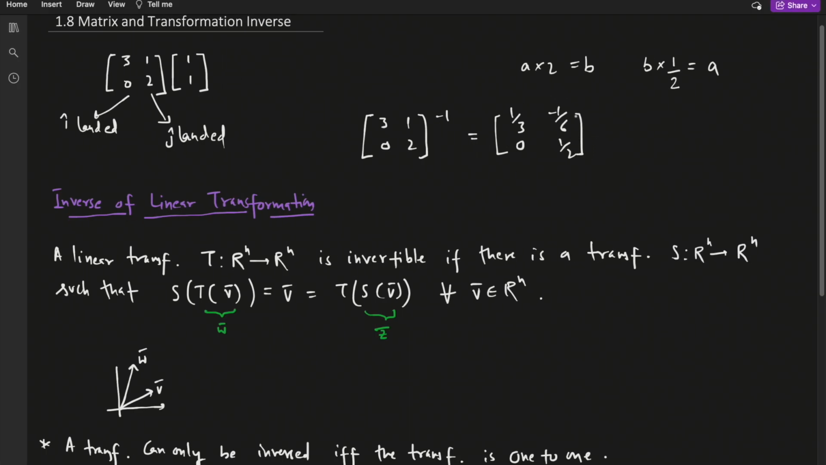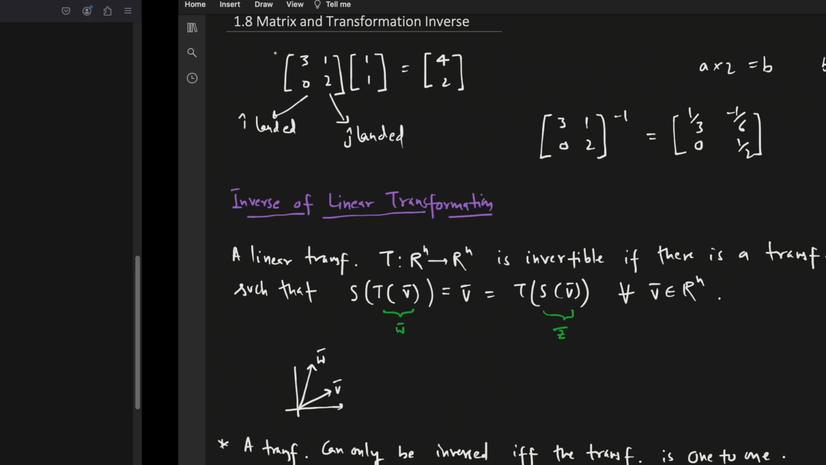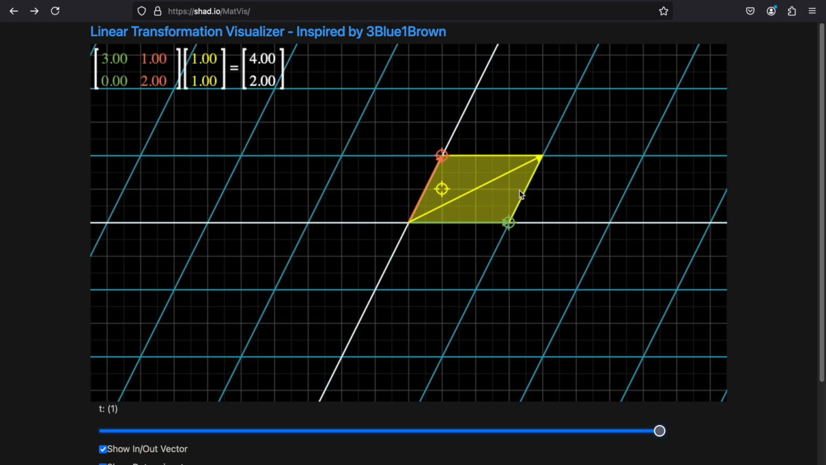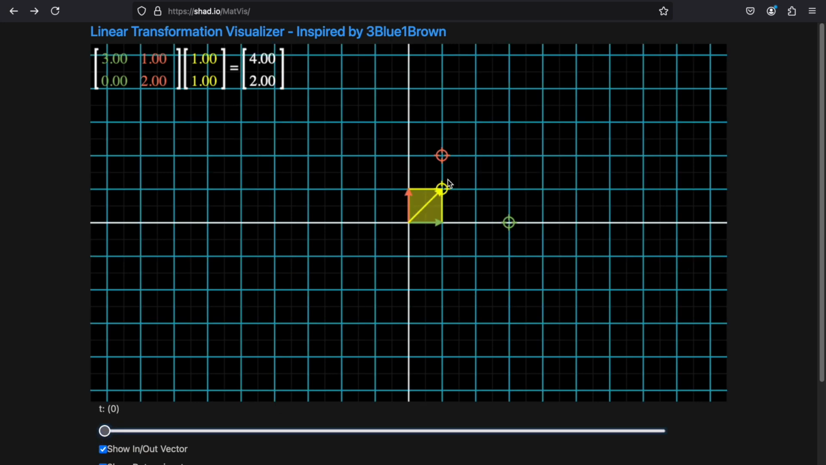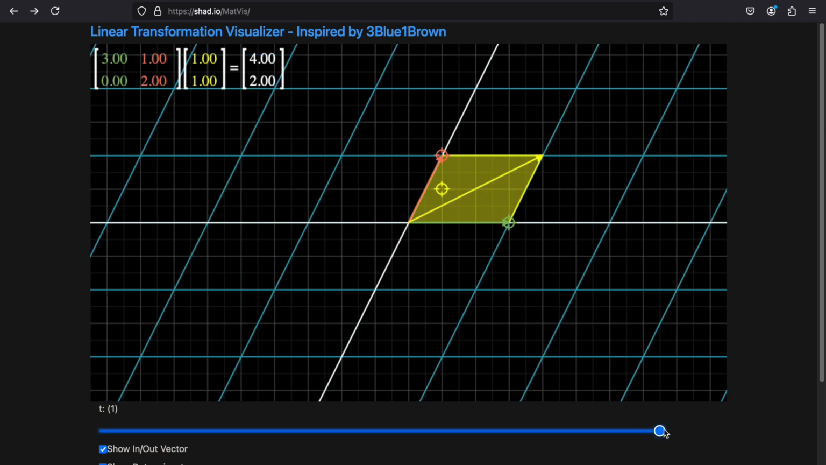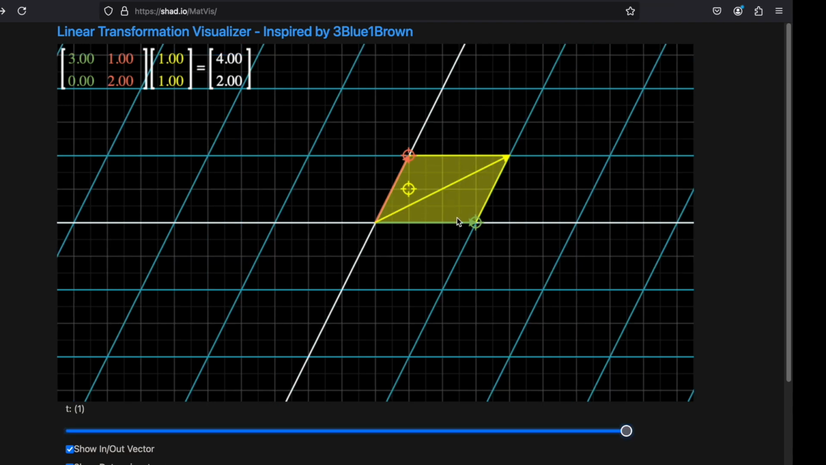Now we have seen that this matrix transforms this and gives us 4 comma 2, right? So it's like saying that in the input vector space, 1 comma 1 got transformed to 4 comma 2. We have seen this, right? This is 1 comma 1, and this got transformed to 4 comma 2.